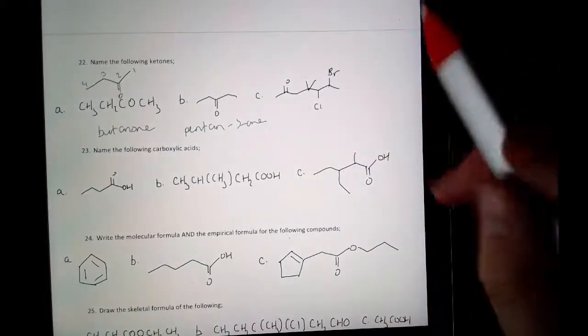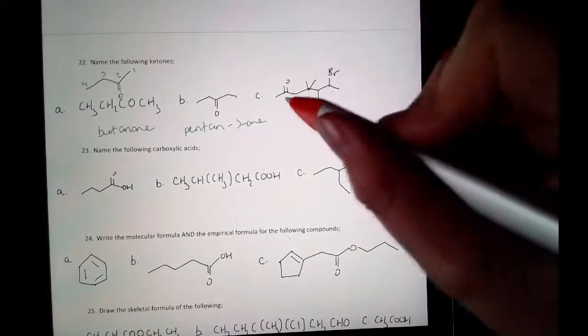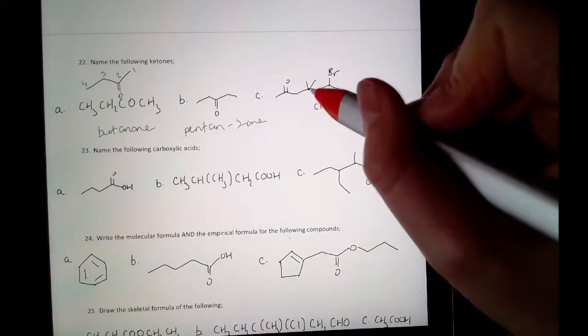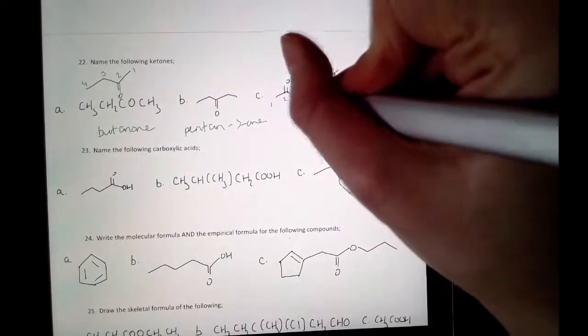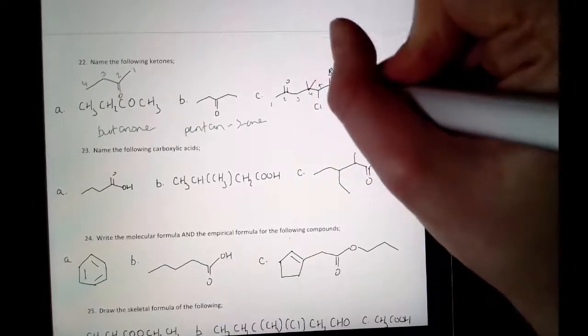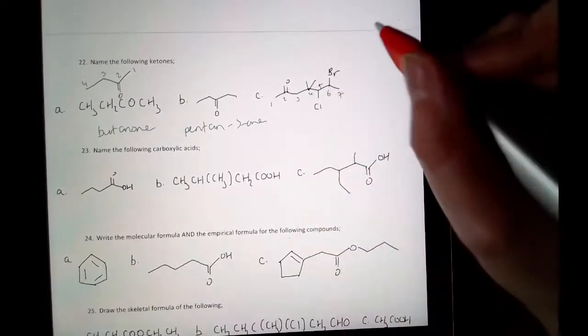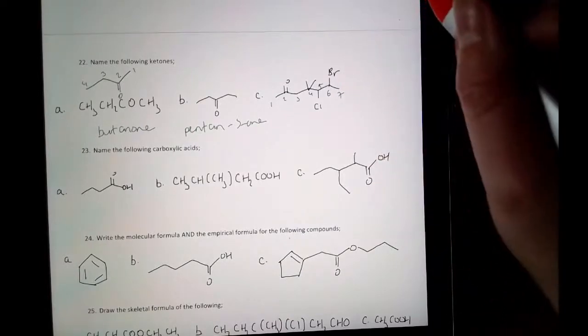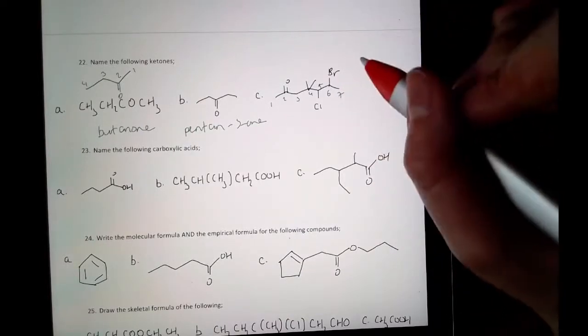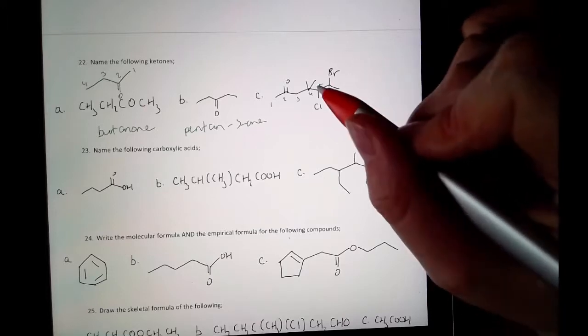Here, again, I'm going to count my longest chain, which is going to be 1, 2, 3, 4, 5, 6, 7. I need to give priority to my ketone, so I'm going to number from this side. 3, 5, 6, 7. I've got 2 methyl groups, I've got a bromine, and I've got a chlorine. Again, when I'm doing these substituents, it's going to be alphabetical order. Bromine is first, then chlorine, then methyl.